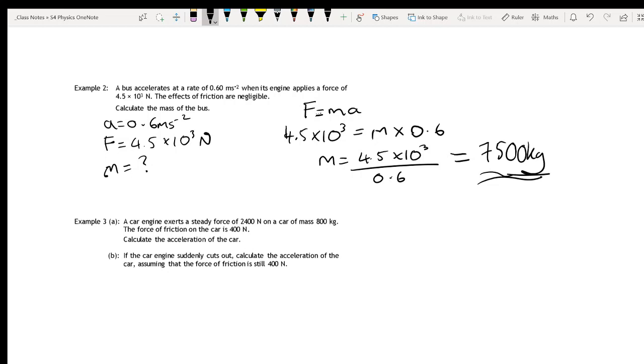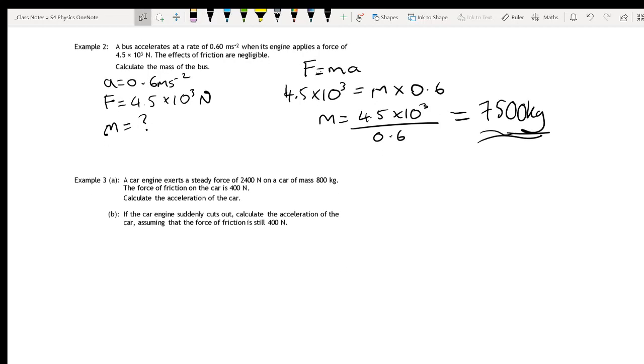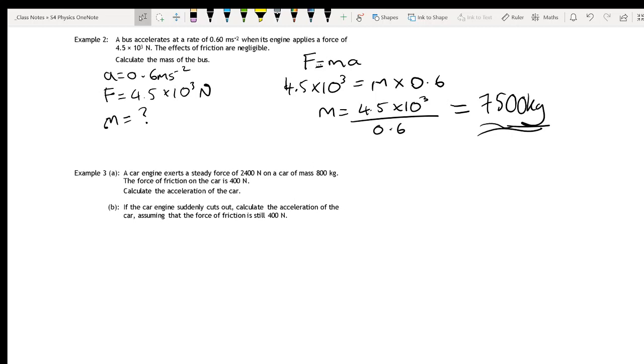Right, so example 1 and 2, straightforward. Here are the numbers, put the numbers into the equation. Example 3 is a little bit more complicated. A car engine exerts a steady force of 2,400 newtons on a car of mass 800 kilograms. The force of friction on the car is 400 newtons. Calculate the acceleration of the car.